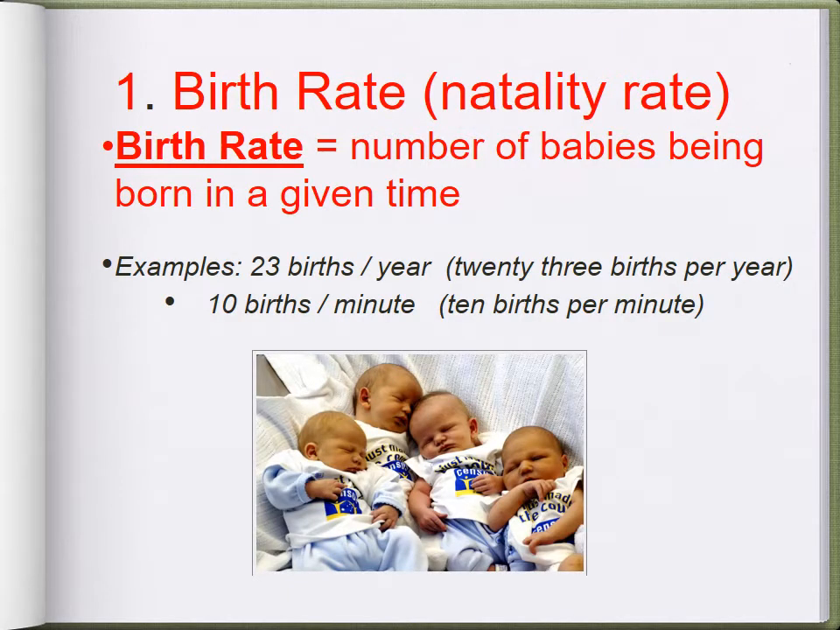Let's start out with the birth rate, also called nativity rate. In this particular example, we're going to be looking at humans, so the number of babies being born in a given time. Some examples here are 23 births per year or 10 births per minute. It doesn't matter if you use year or minute. You can also use weeks. You can use seconds. It doesn't matter, but you have a number of births over a particular amount of time.